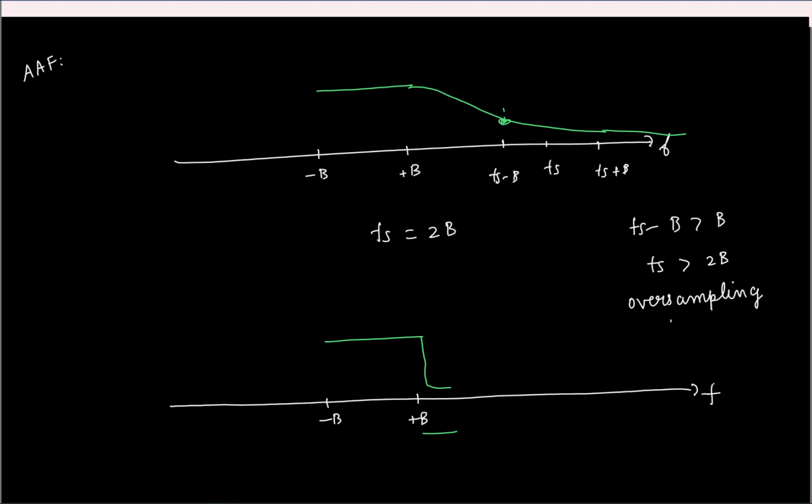And this ratio of the actual sampling rate to the Nyquist sampling rate, which is 2 times the bandwidth, is abbreviated as OSR, for oversampling ratio.